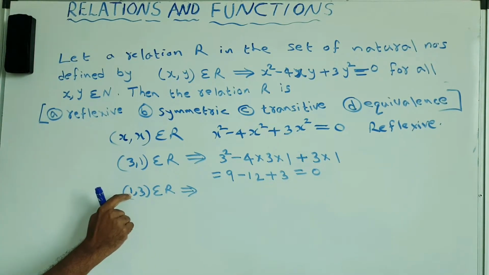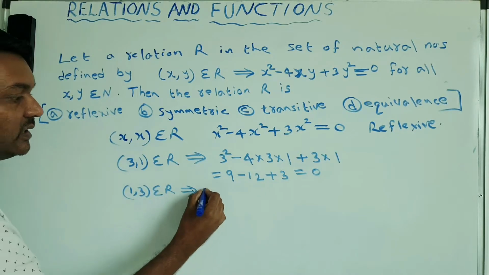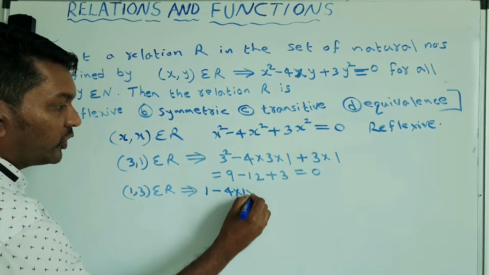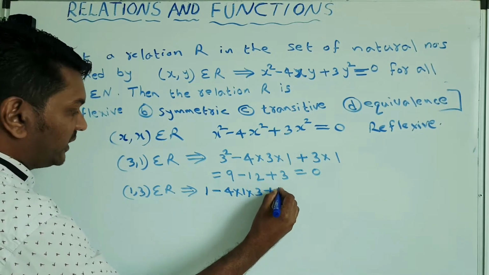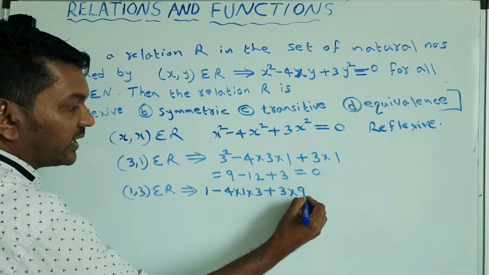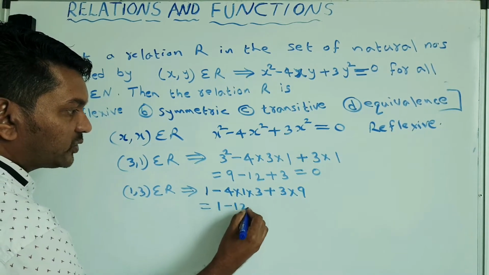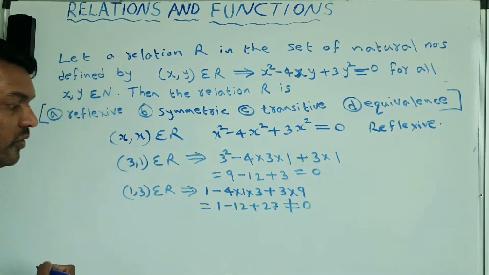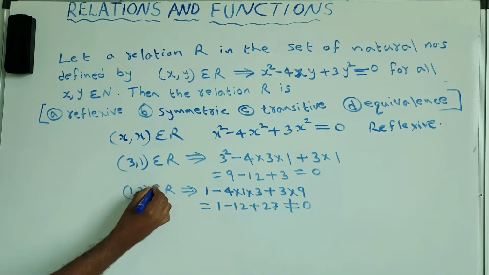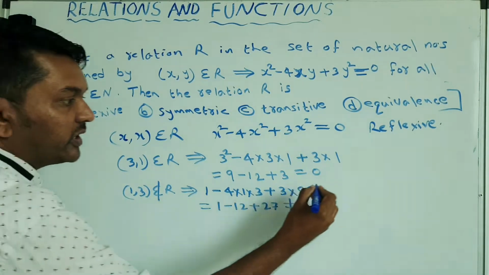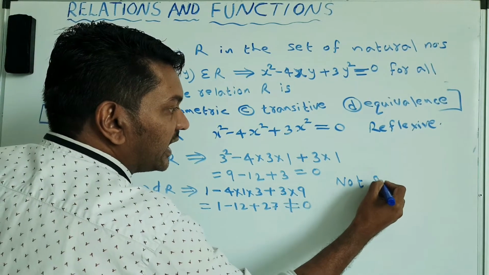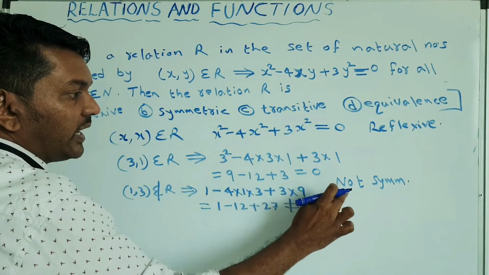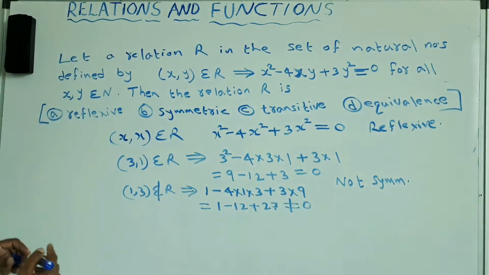So substitute x as 1 and y as 3. So 1 minus 4 into 1 into 3, plus 3 into y square, 3 into 3 square, 9. So 1 minus 12 plus 27. This is not equal to 0. Means (1, 3) is not an element of R. Therefore it is not a symmetric relation. So you got this as reflexive and it is not a symmetric relation.